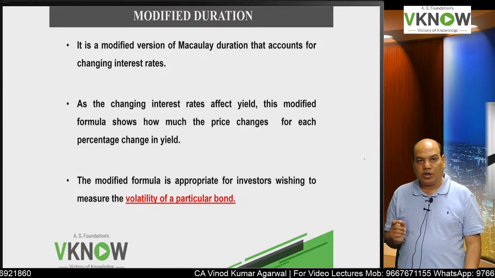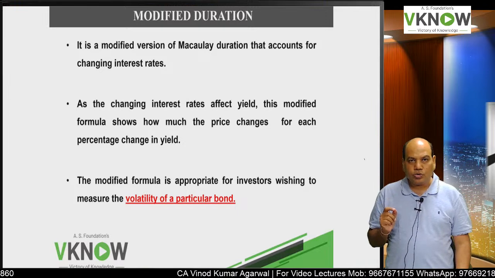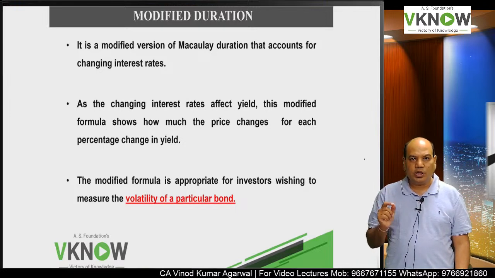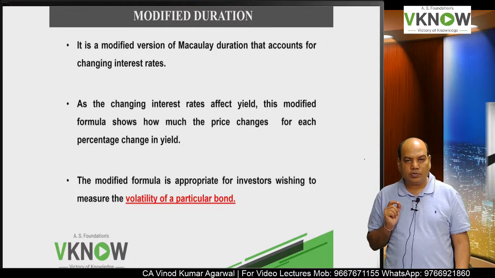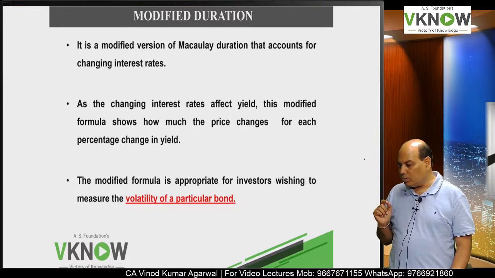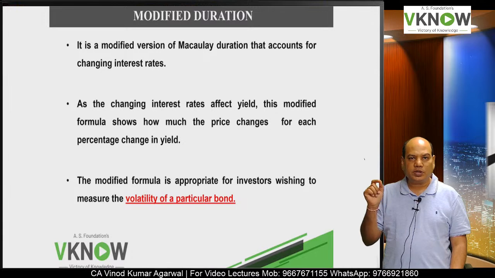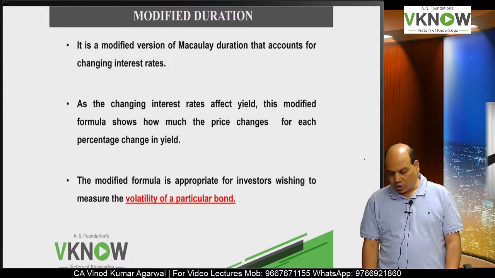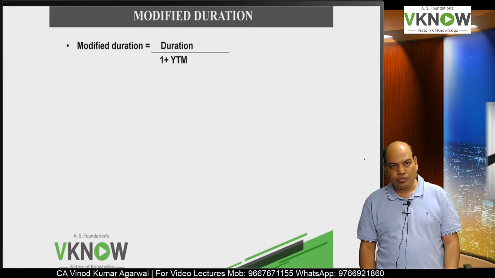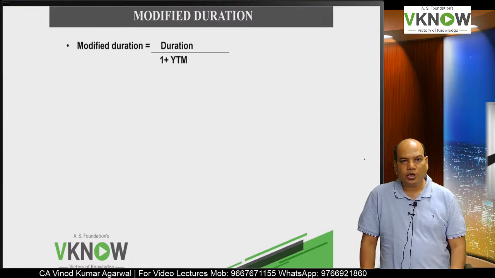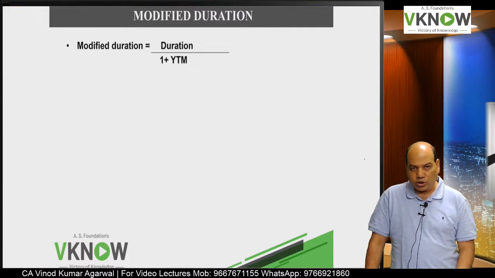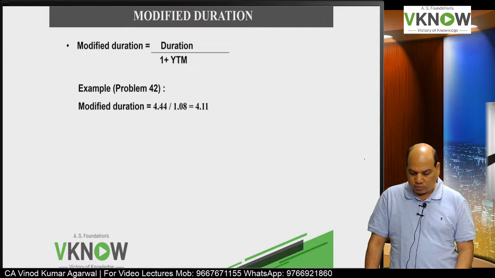So, modified duration is also used for calculating the volatility of a bond. Volatility of the bond means by what percentage bond price will change for 1% change in YTM, and modified duration helps you to do that. So, the formula for modified duration is duration upon 1 plus YTM.